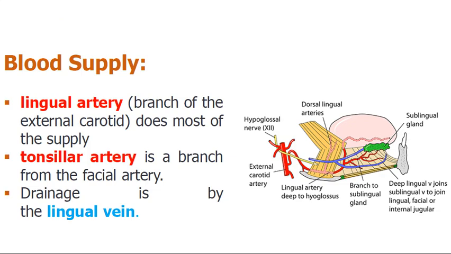The blood supply of the tongue is by two main branches. The main source is the lingual artery, which is a branch of the external carotid, one of the anterior branches of the external carotid, and the supporting artery is the tonsillar branch, which is a branch of the facial artery, also supplying part of the tongue, while the drainage of the tongue is by the lingual vein, which drains the blood from the tongue and then passes on.